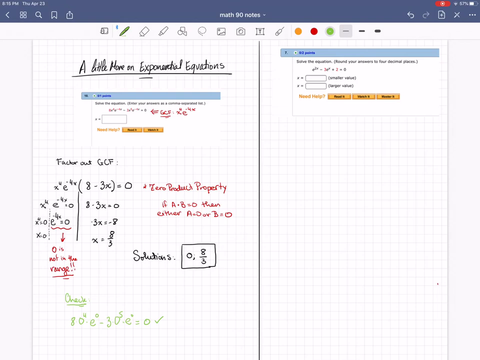I'm going to actually encourage you to check 8/3 on your own. It seems like it would be more work to check 8/3 than it was to check 0, and it will be a little more, but you'll see that it goes very quickly.